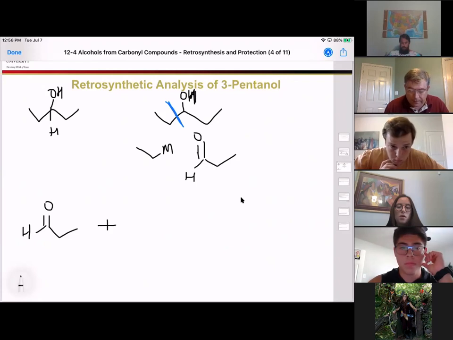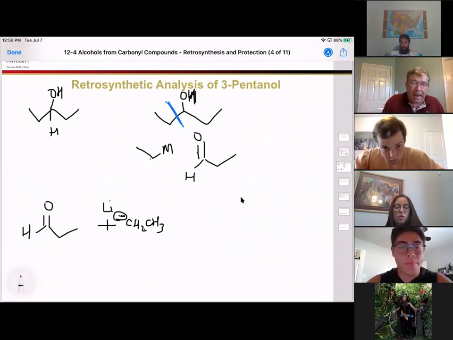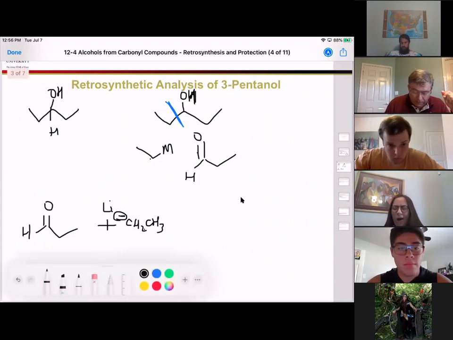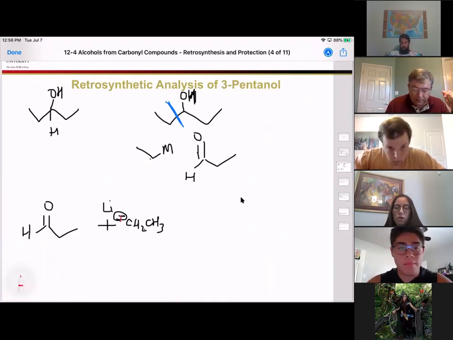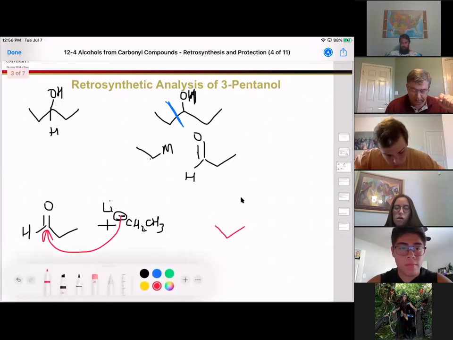And let's say we have to have 2 carbons on here. Let's use an ethyl Grignard, CH2CH3 with, let's use lithium, ethyl lithium here. So if we're using ethyl lithium as our nucleophile right here, when we do that reaction, we would have these electrons come over here and attack the carbonyl and generate a new carbon-carbon bond. So that ethyl group would be on this side, right here.